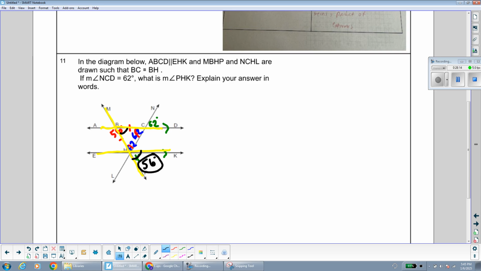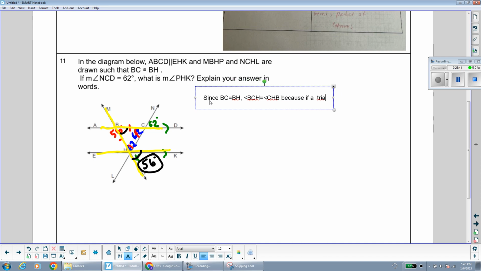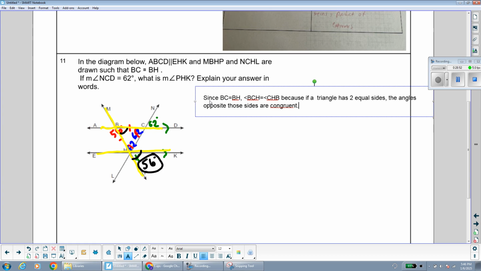So you do need to fully explain your answer in words for this one. I am going to write it out so that way you could see what that needs to look like. Since BC is congruent to BH, angle BCH is equal to angle CHB, because if a triangle has two equal sides, the angles opposite those sides are congruent.